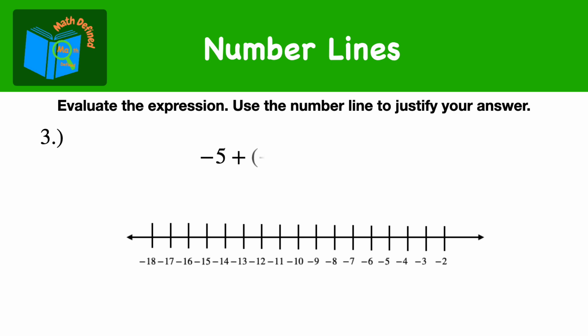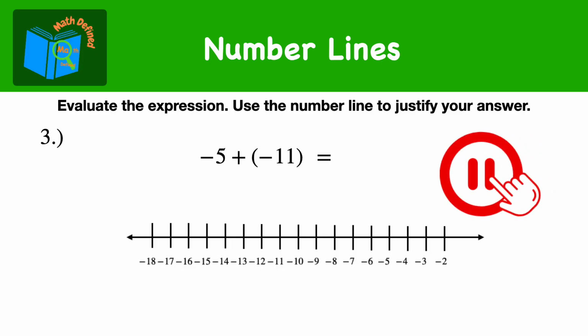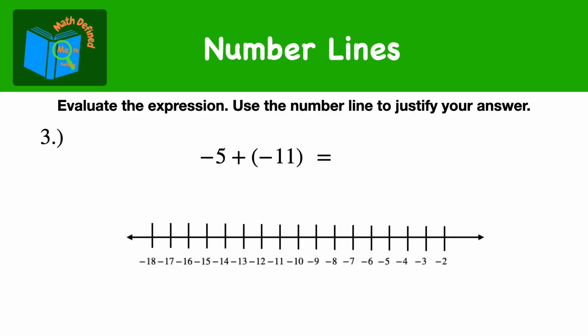Next we are given -5 plus -11. Find the sum first, and then use the number line to justify your answer. All right, this is one of those problems where both integers are negative. So you can think, add the numbers and keep the negative sign. Now to justify that answer, we start at -5 on the number line. Then we're adding -11. So that means we move 11 spaces to the left. That lands us at -16. So the sum of these two negative integers is definitely -16.